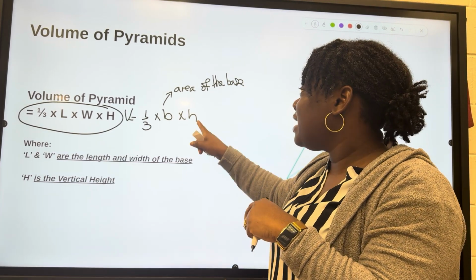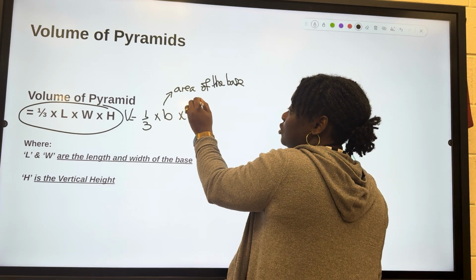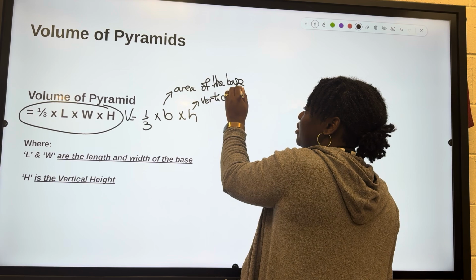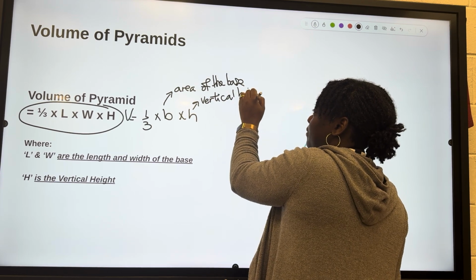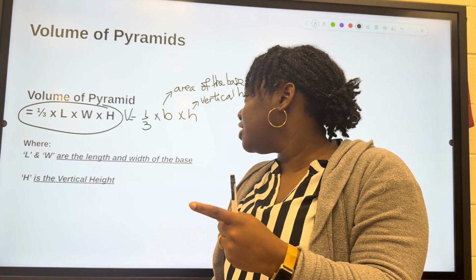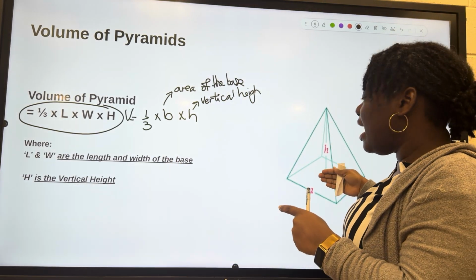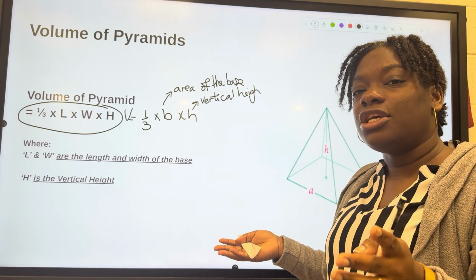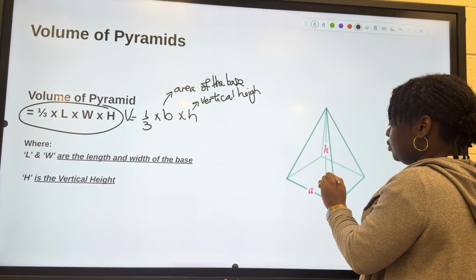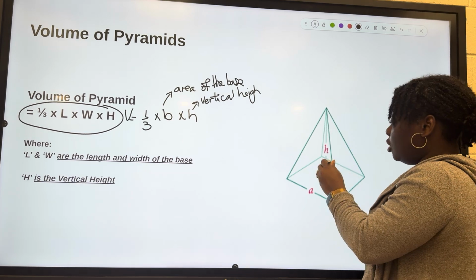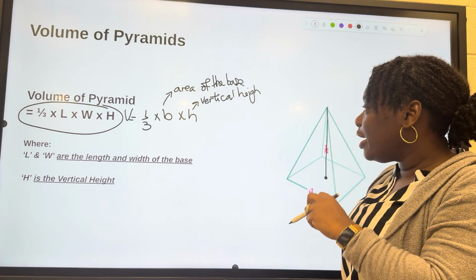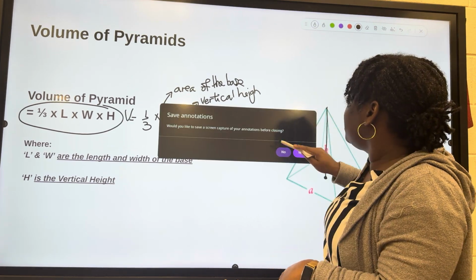All right, and this height, we should also note that it's our vertical height, because we don't want to get this confused, because sometimes in some of the diagrams they'll give you the slant height. Remember, it's not the slant height that we're using, it's the vertical height. So it's from the center of the base to the highest point of your pyramid. All right, so let's dive right into it.